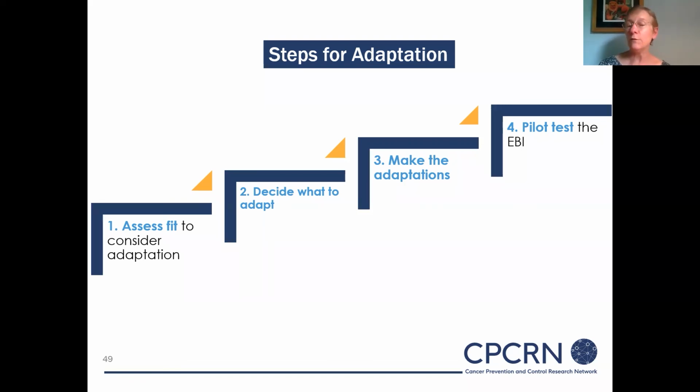And so this is the 4-step process that we recommend. You use the FIT tool that we just showed you to look at where the intervention doesn't really fit. Then you can think about what you need to do, what parts of the intervention you may need to adapt to improve fit. Then in step 3, you can make those adaptations. And then in step 4, pilot test those adaptations to make sure that they work with your population and setting.